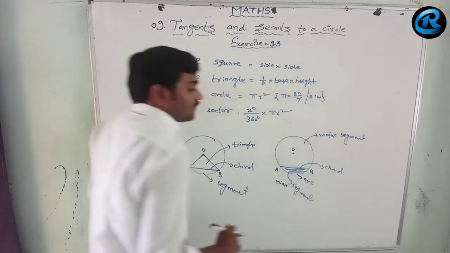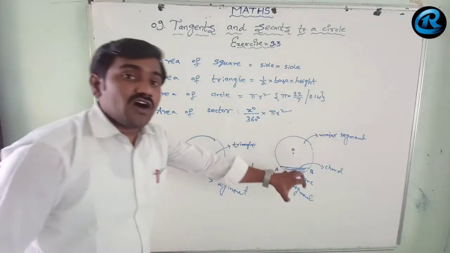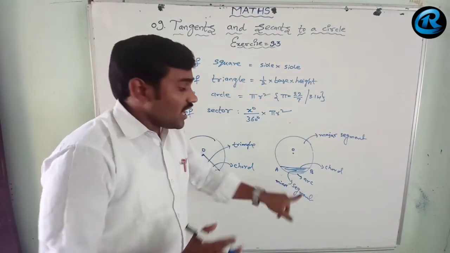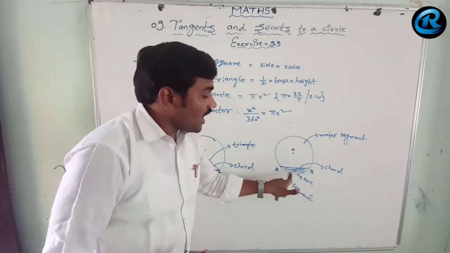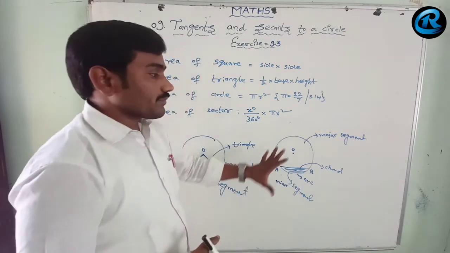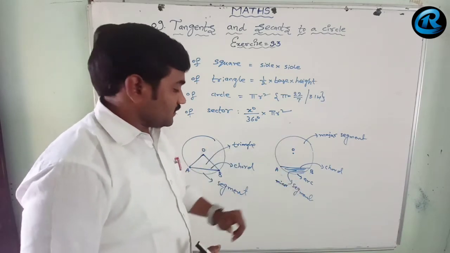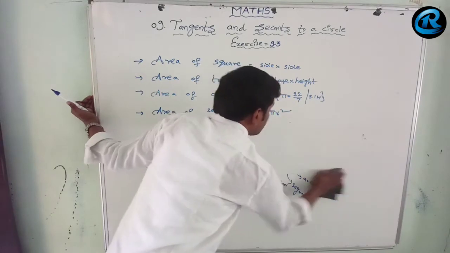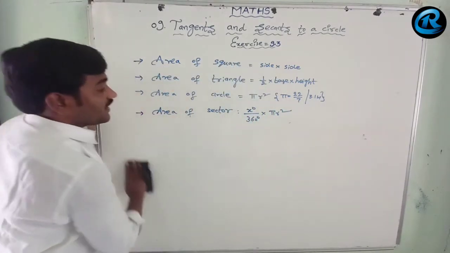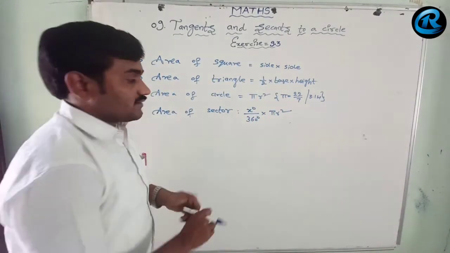Minor segment and major segment. How does a segment form? By a chord and an arc. The area enclosed by a chord and arc is known as a segment. So here we know how to find the area of a sector.